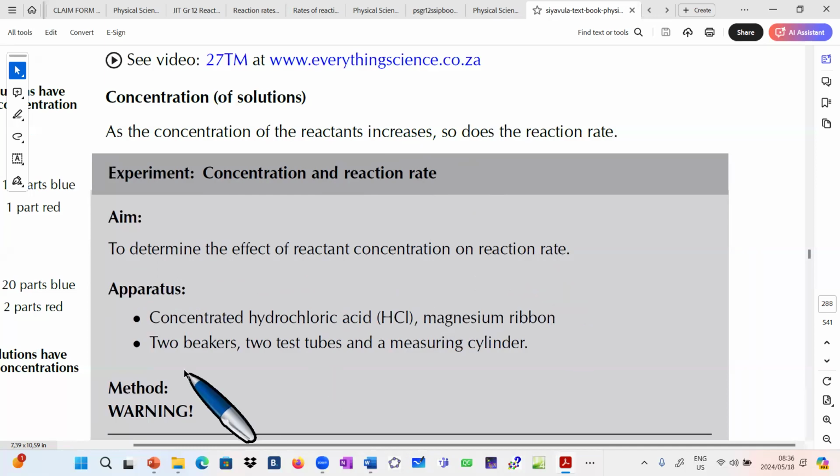In this experiment we can use concentrated hydrochloric acid, HCl, and magnesium ribbon as a solid, with two beakers, two test tubes, and a measuring cylinder. The aim now is not to look at the experiment, but at concentration itself, at how these questions are asked and how we answer questions in the exam. As the concentration of the reactants increases, so does the reaction rate.